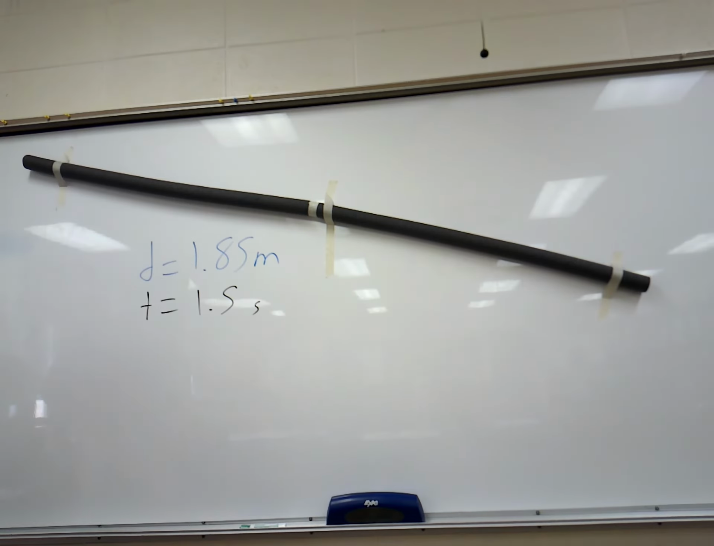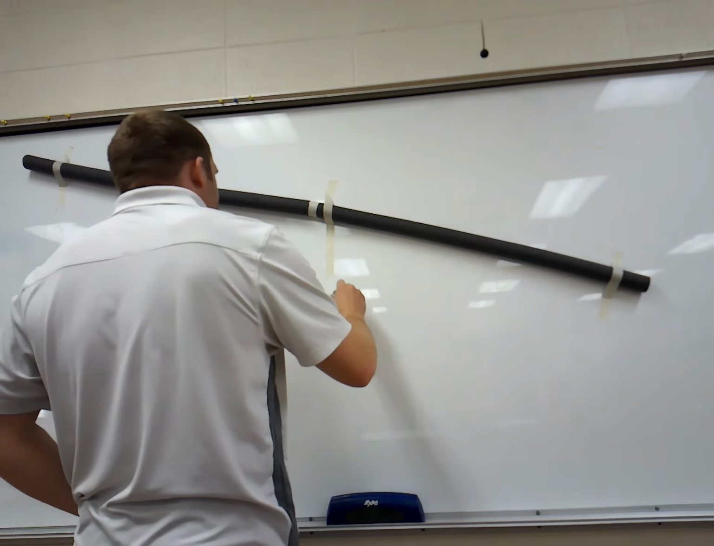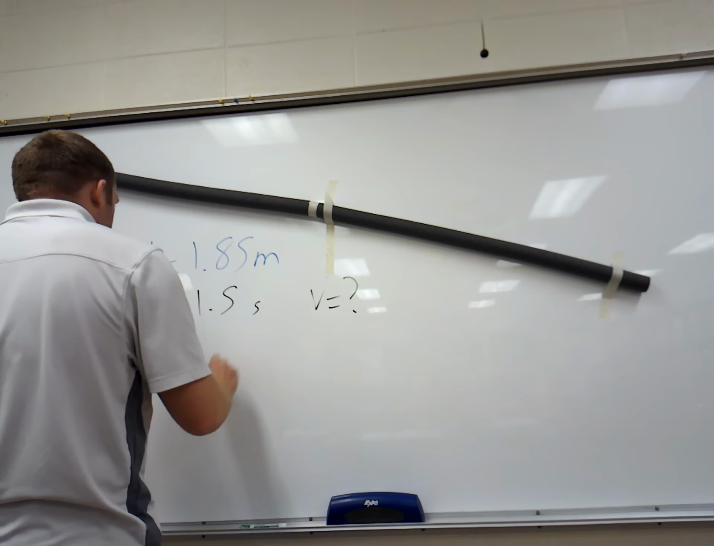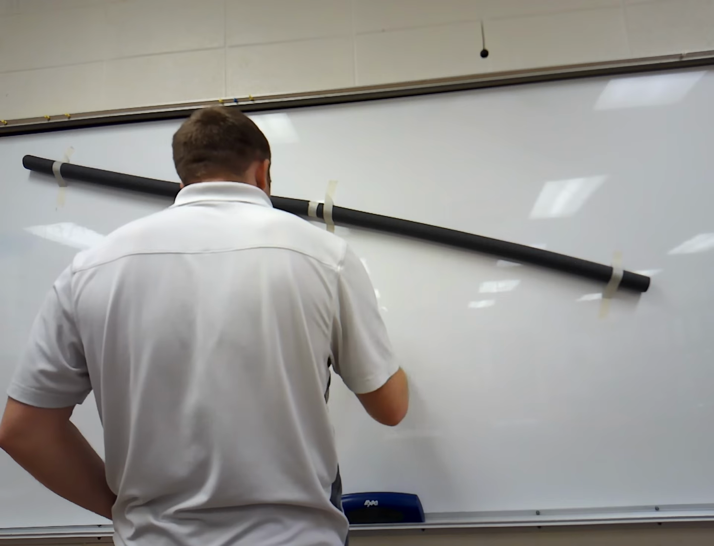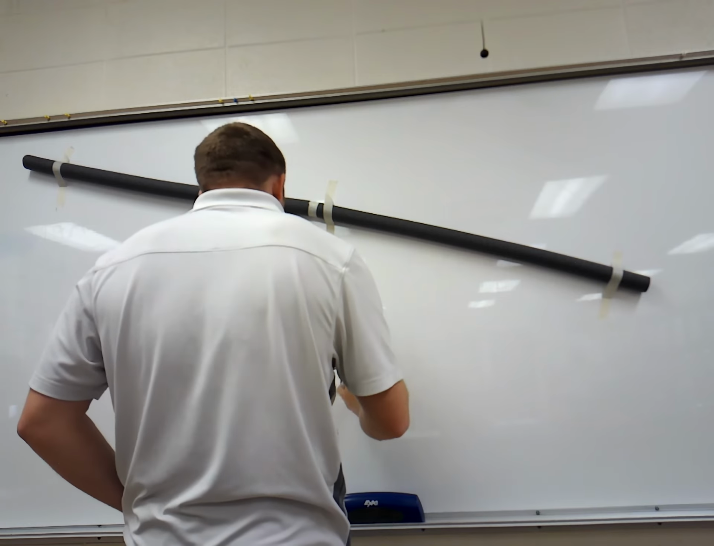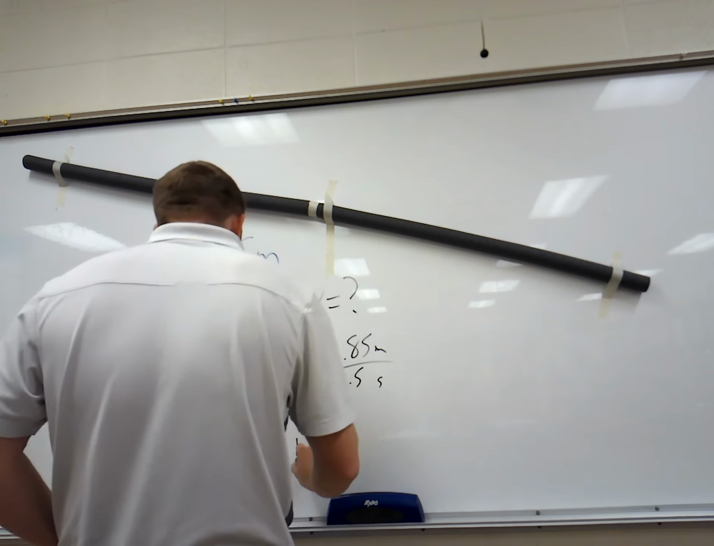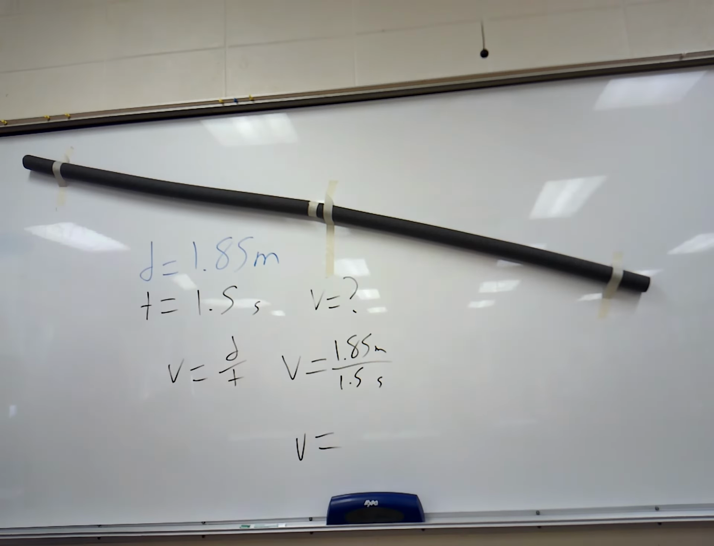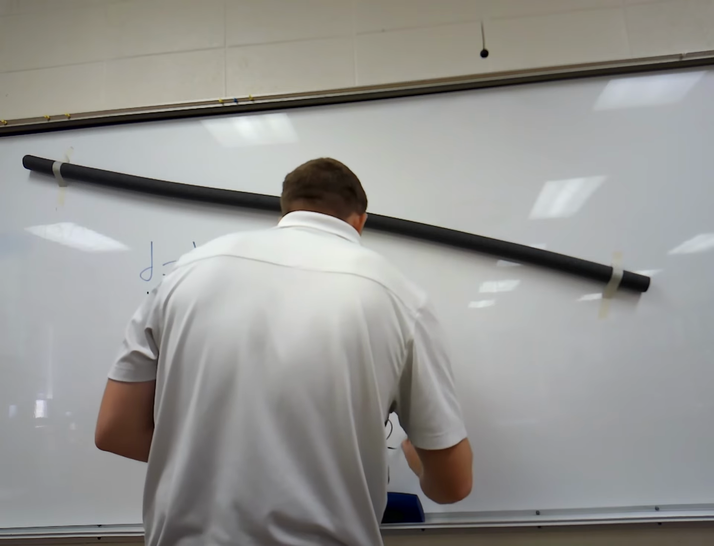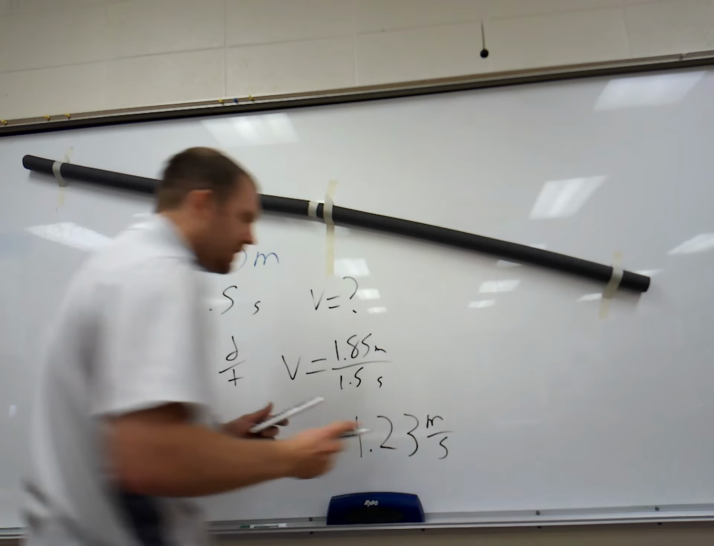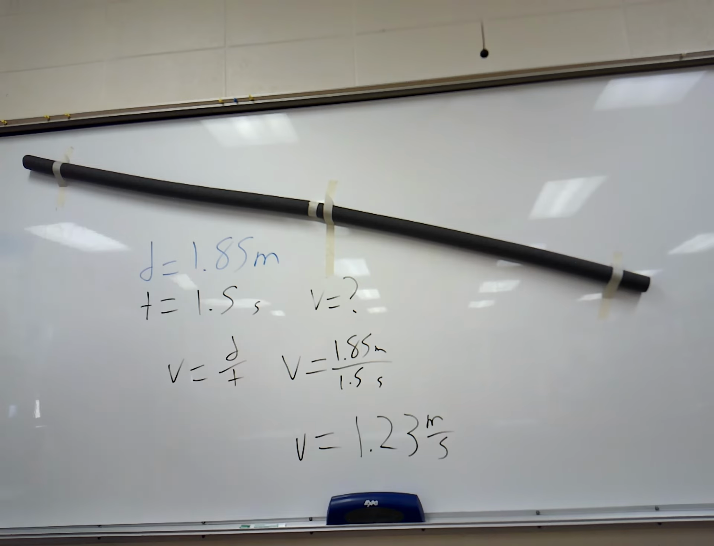Velocity equation. Really easy to plug in, because if I want to know my velocity, V equals D divided by T. So V is going to equal 1.85 meters divided by 1.5 seconds. I'll actually break out my calculator so I get all the decimal places right. 1.85 divided by 1.5 equals 1.23 meters per second. So there's a real life example of how this velocity equation would work.